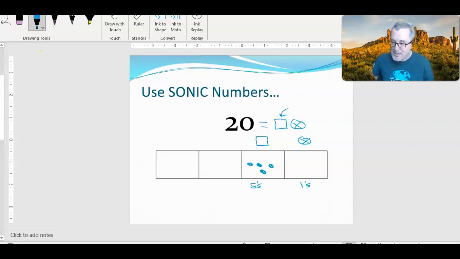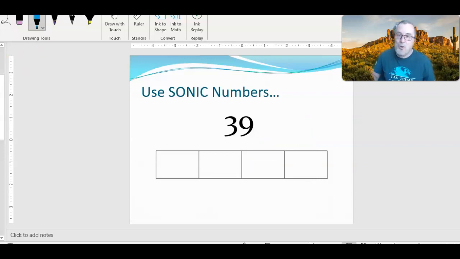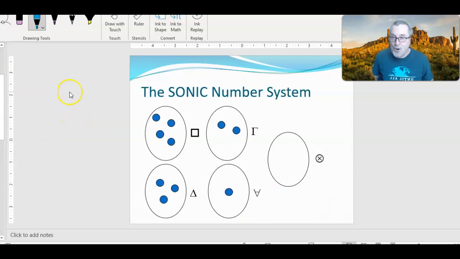All right, last one, I think. Nope, 2 more after this. All right, 2 more after this. See if you're getting it. 39. What does the number 39 look like in sonic numbers? Go.